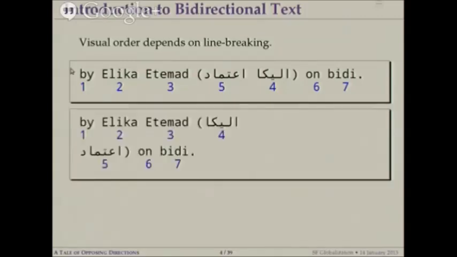The visual order, and there's a good reason for this, depends on the line breaking. So if we break the line halfway inside that right to left bit, we find that 3 and 4 are now next to each other, even though 3 and 5 used to be next to each other. This is because 4 logically comes before 5, and so when you break between 4 and 5, 5 has to go on the second line and 4 stays on the first one.